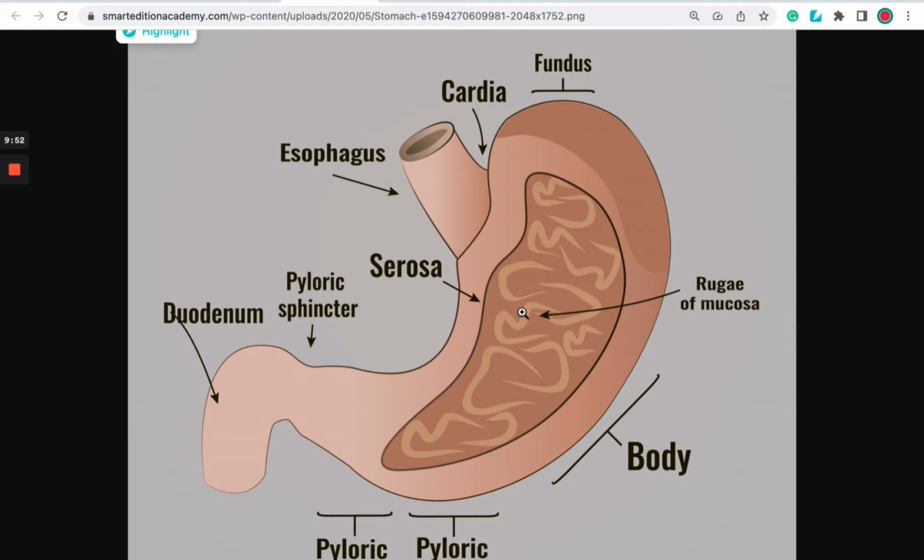So if we look at a picture of the stomach, the rugae are the folds of the stomach lining, and these folds will stretch out or provide elasticity, allowing the stomach to expand, thus increasing the surface area or the volume of the stomach.